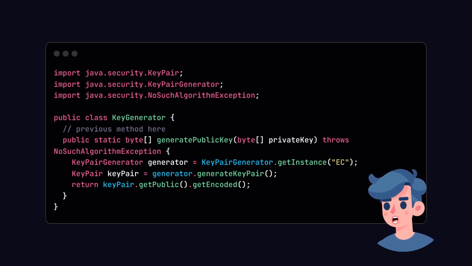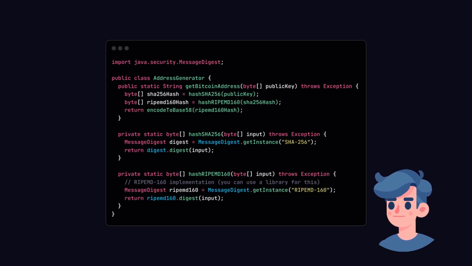Next, let's implement the public key generation. We are using the elliptic curve (EC) algorithm to generate a key pair. Note that we're not directly using the private key here. In a real-world scenario, you would derive the public key from the private key. However, for simplicity, we're generating a new key pair.